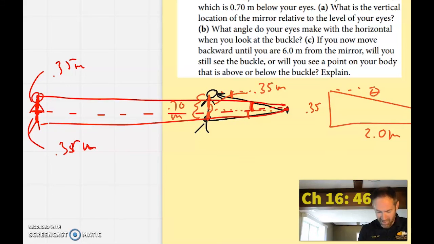So you can go as far back from this as you want, and as long as your eyes don't change height and the mirror doesn't change height, then you're going to see that belt buckle. So if you want to see something else, you're going to have to crouch down or stand on your tiptoes or something like that. Still see the belt buckle.